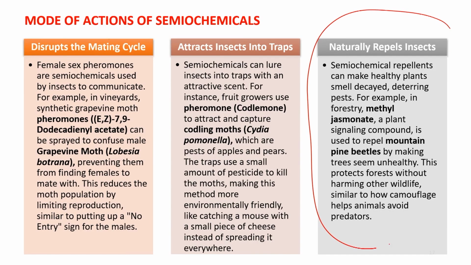Then thirdly, they naturally repel insects. Semiochemical repellents can make healthy plants smell decayed, deterring pests. For example, in forestry, methyl jasmonate, a plant signaling compound, is used to repel mountain pine beetles by making trees seem unhealthy. These protect trees without harming other wildlife, similar to how camouflage helps animals avoid predators.